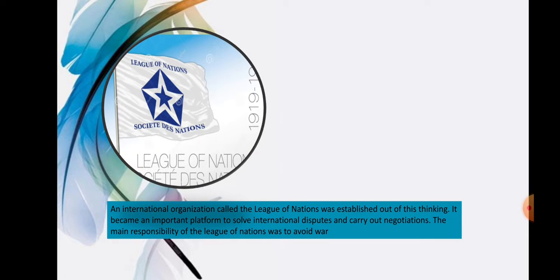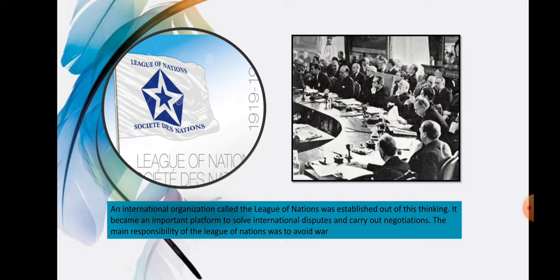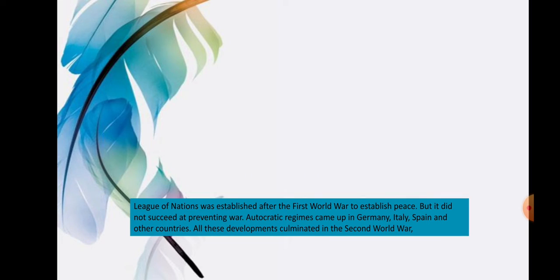An international organization called the League of Nations was established out of this thinking. It became an important platform to solve international disputes and carry out negotiation. The main responsibility of the League of Nations was to avoid war. So that means with simple talks in a peaceful manner, no dispute should happen and it should end any dispute or issues. So simply you can say that it was to avoid war.